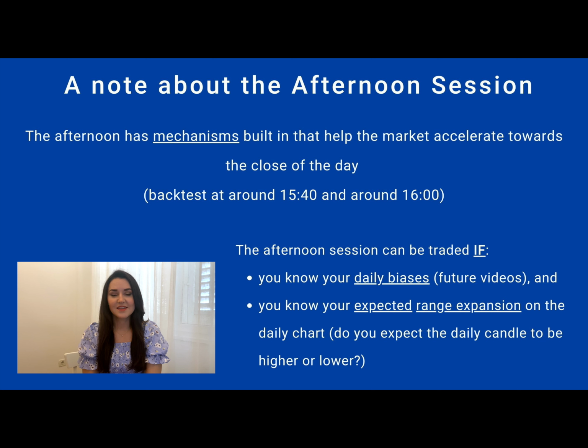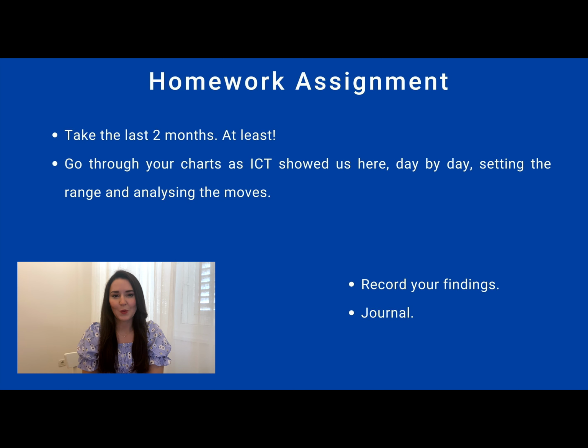Michael tells us that the afternoon session can absolutely be traded if we know our daily bias and we know our expected range expansion for that day. And of course, for this reason, we got a homework assignment also in this episode. Whatever index future you decide to be trading, take your time, go back at least 2 months and take it day by day on a 15 minute time frame and really follow the steps described in this episode.